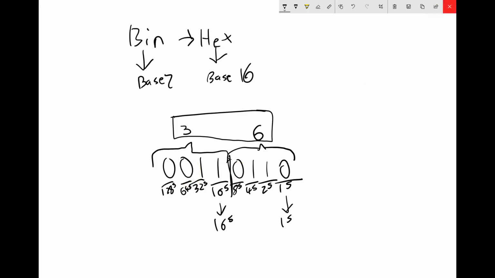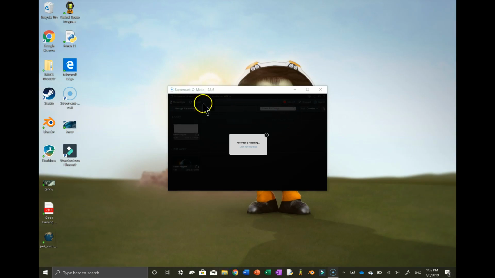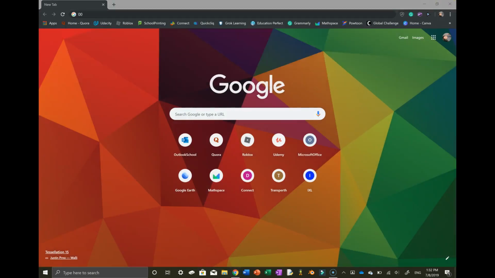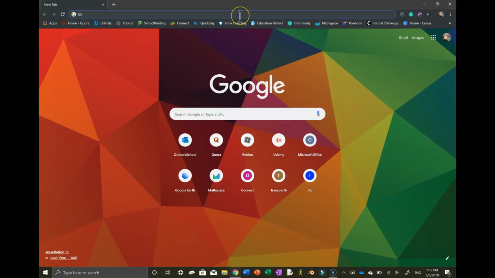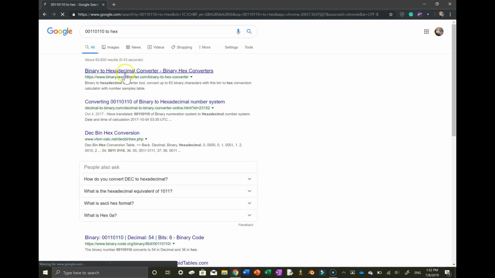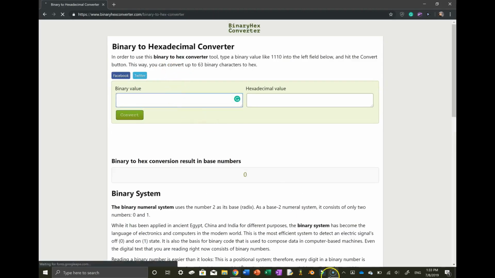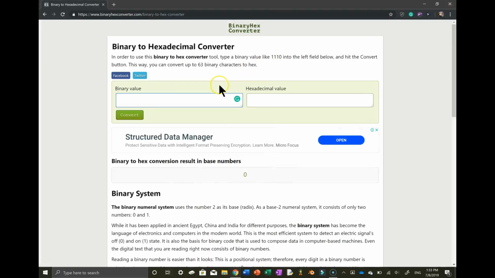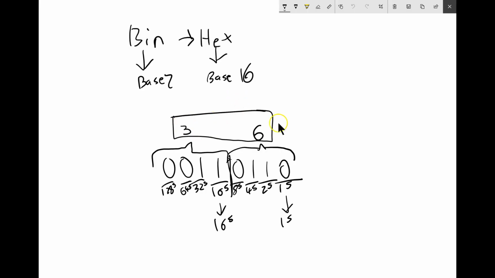So we go back here. Let's just check what it was again. 0011 0110 to hexadecimal. Okay, so our binary value is 0011 0110. Let's convert. 36. And what did we get here? We had 36. So that was our last conversion, binary to hexadecimal.